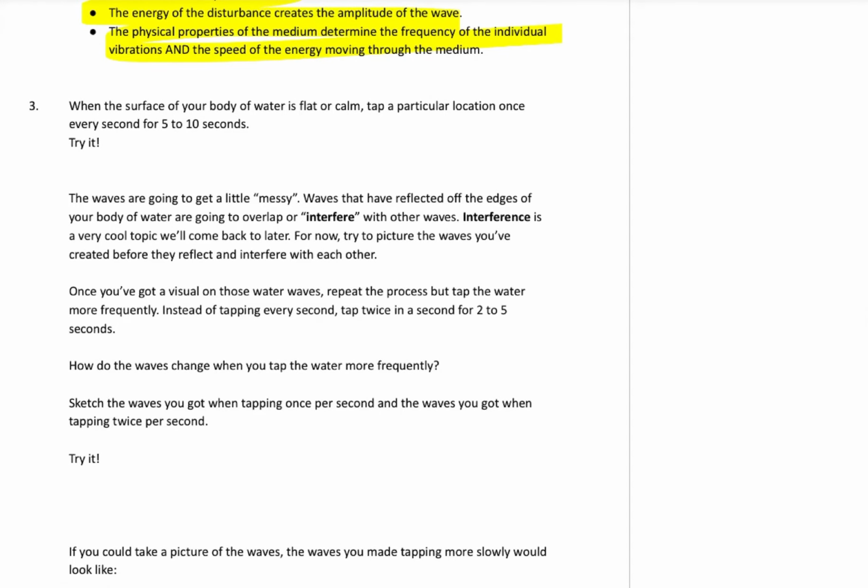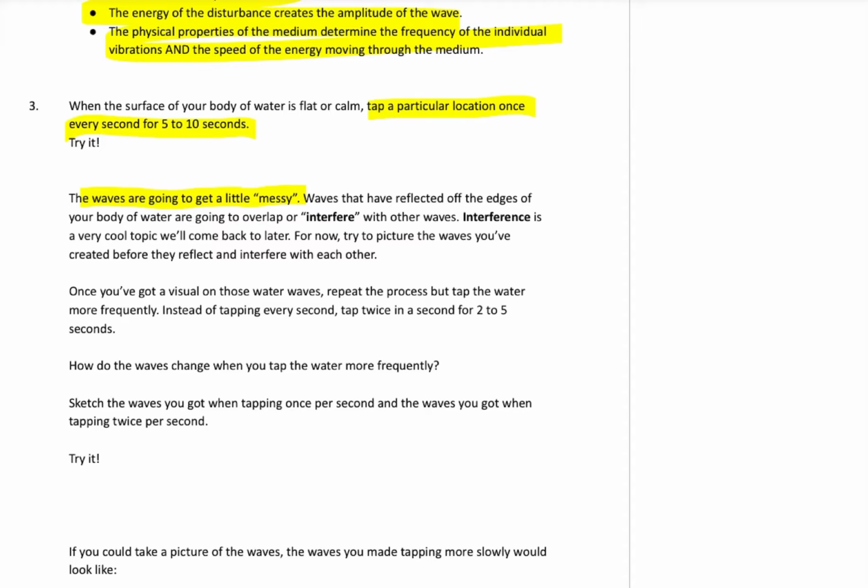This part's going to get a little messy when you try it, but what I'd like you to do is repeatedly tap your water over and over again every second, kind of like a metronome. That's actually probably a little bit fast. 1 Mississippi, 2 Mississippi, 3 Mississippi, 4 Mississippi. Tap it once a second and watch what happens to your waves.